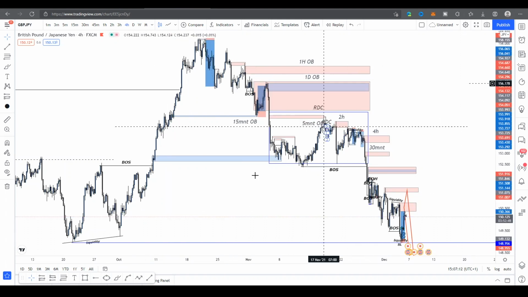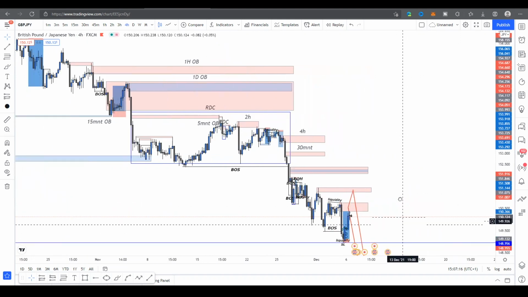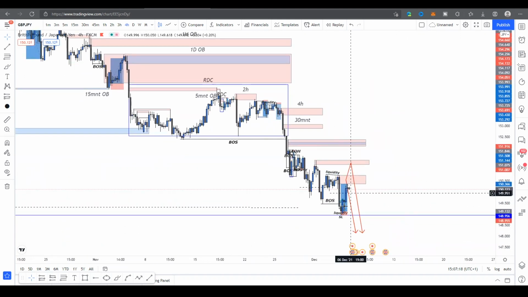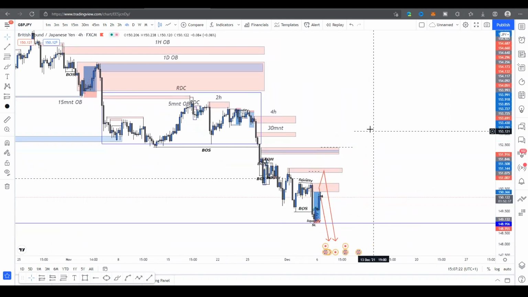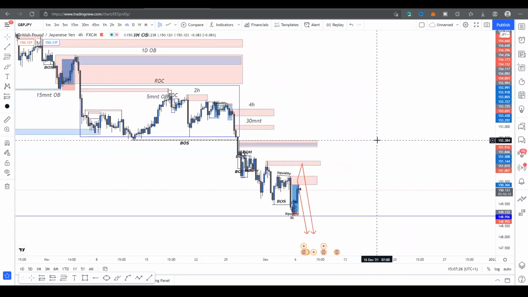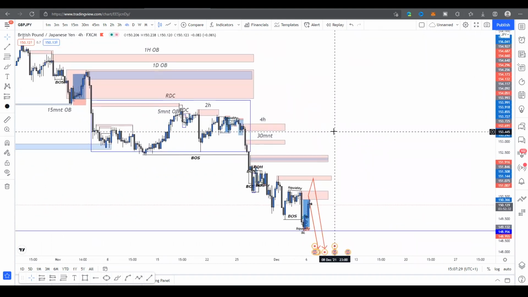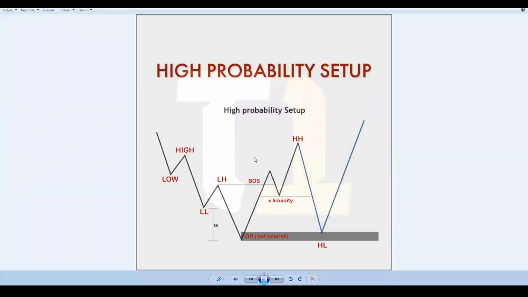I just don't want to talk about anything else. We'll go to the high probability setup trade that I already took today, that I'm going to be talking about. But before we start on it, I want to show you a drawing that I already made to introduce what the high probability setup is. So let's start with opening this one. A high probability setup is this setup. I'm going to explain it step by step, and then we will go to the chart.